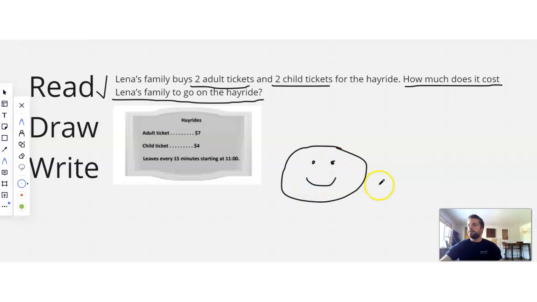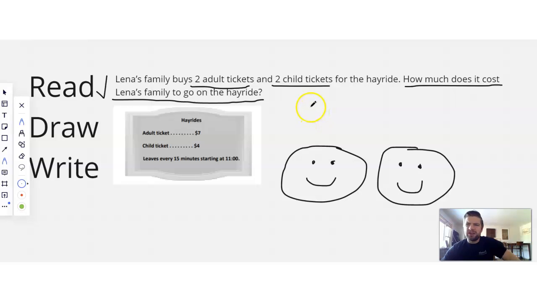So there's my adult smiley face, and I'm going to do another adult here. So we know we have 2 adults that need to go on the hayride. And what are the cost of those adult tickets? For that, we need to look at our sign. And if you look at our sign, it says adult tickets equals $7. So I'm going to write a $7 sign above each of our adults. So we know Lena's family is going to have to pay $7 for each adult.